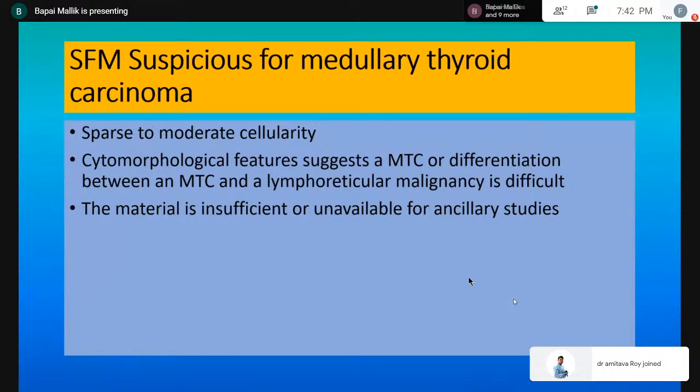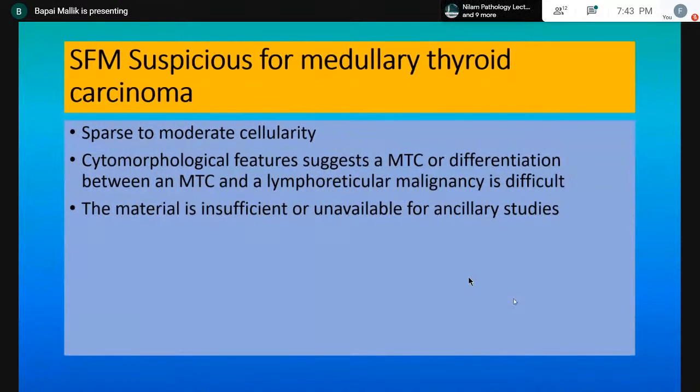So with this, we go into the next group, which is called suspicious for medullary thyroid carcinoma. And I'll be very honest, there's hardly ever that we usually use this phrase. Once you have good access to immunohistochemistry and have got enough material to do your immunohistochemistry, we do not use it. But then still, sometimes you may need to use this.